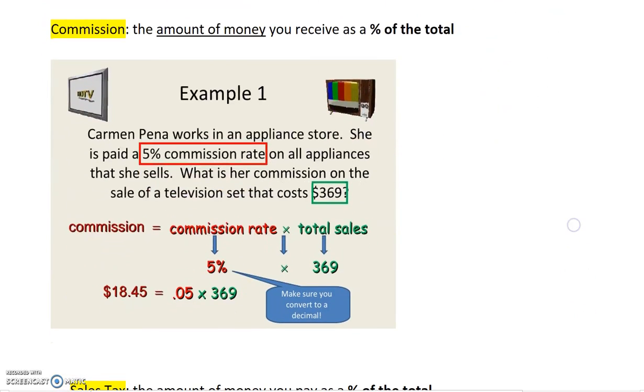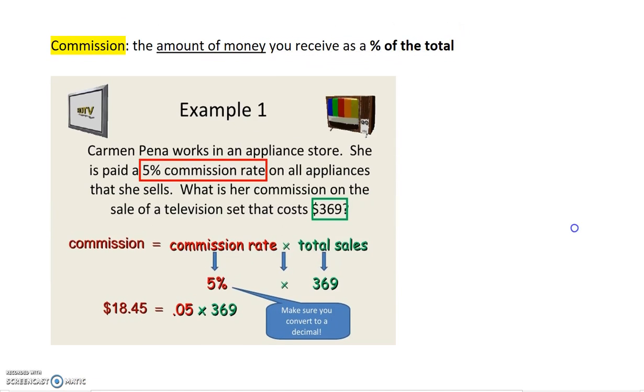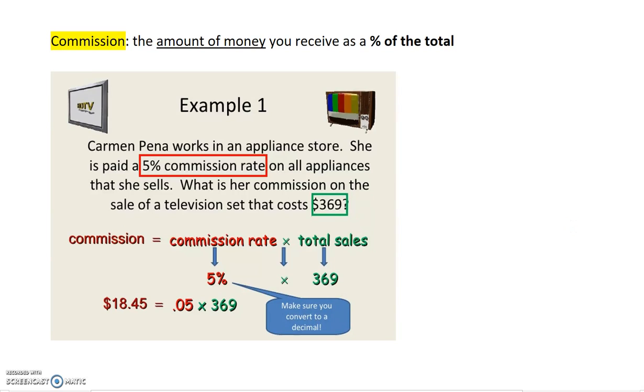All right, moving on. Now we're going to talk about something called commission. It's basically the amount of money you receive as a percent of the total. If someone is in sales, that's their job. When they sell something, they get a percentage of the total money they've sold. A lot of people have jobs like that. And we'll take a look at this example.